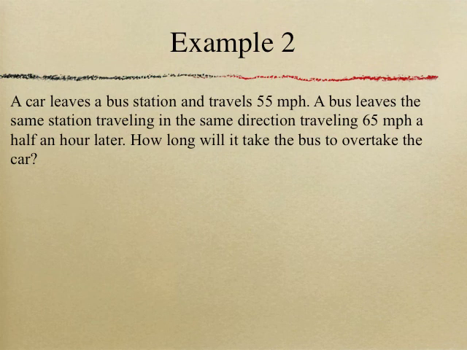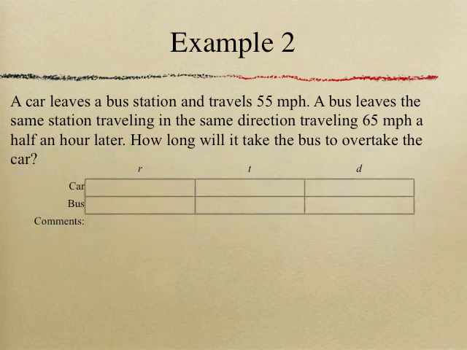So again, the first thing I'm going to do is just organize all my information. So I have one line for the car, one line for the bus, and for each of those I'll try to find out what the rate, the time, and the distance will be. So first of all, the car is going 55 miles an hour. That's easy. And the bus is going 65. Okay, let's look at the time.